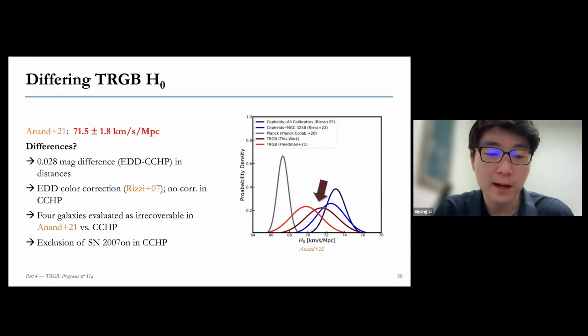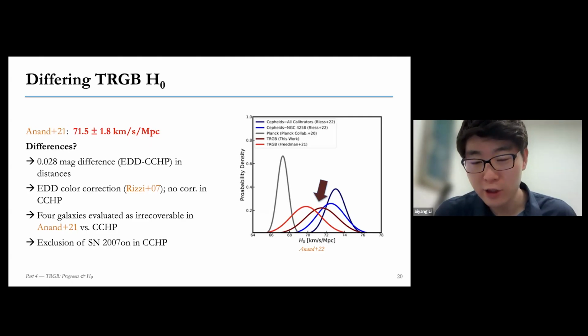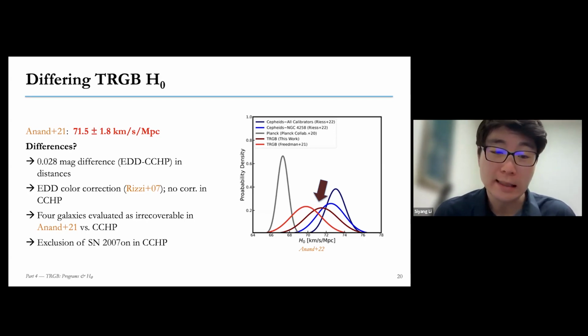This does differ from the HST H naught value from CCHP. There are several differences that are traceable and that they note in their paper. On average, when they use their own pipeline, the TRGB distances do differ by about 3/100ths of a magnitude. Another difference that causes a little shift in this H naught value is that EDD does apply a color correction. I mentioned before that the TRGB has a dependence on metallicity, which is traced by color. That's not applied in the CCHP analysis, although it has a little effect.